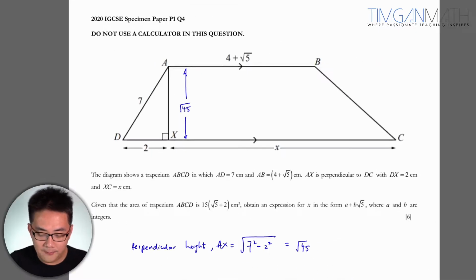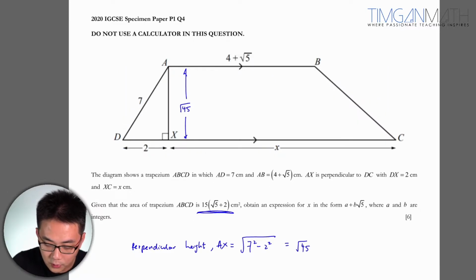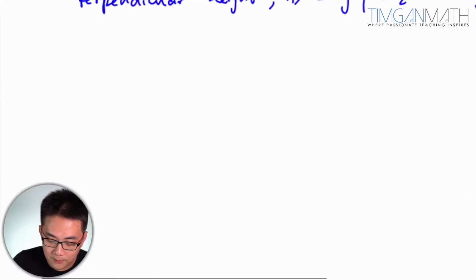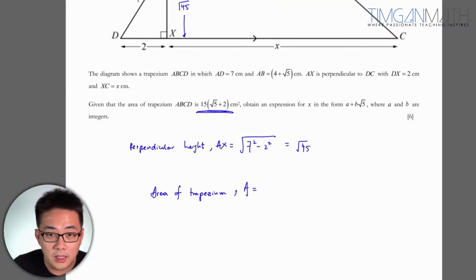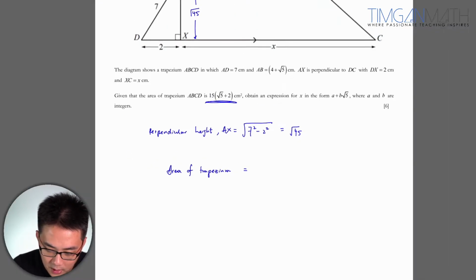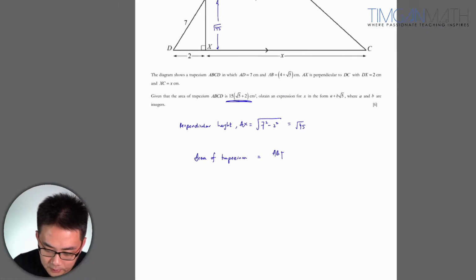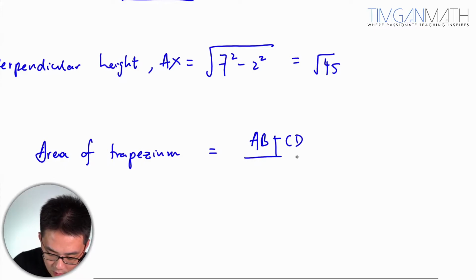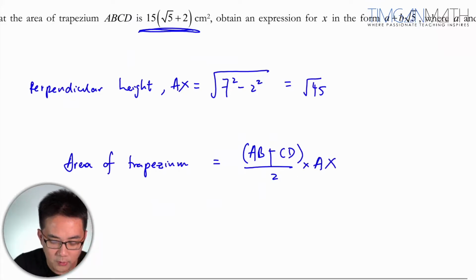Now, we are told that the whole trapezium area is this expression, 15 root 5 plus 2. So the area of the trapezium is the average of the parallel sides, AB plus CD over 2, times the perpendicular height, which is AX. This is the formula that you need to know.